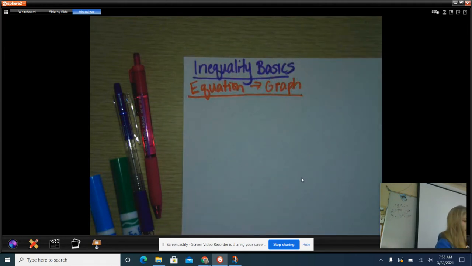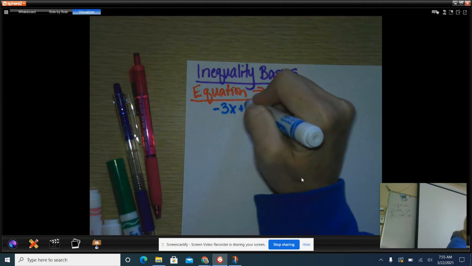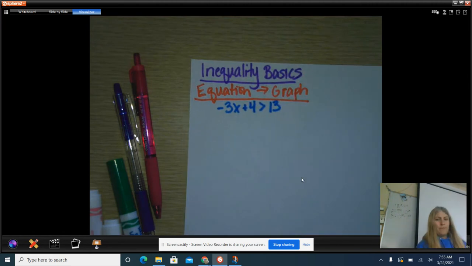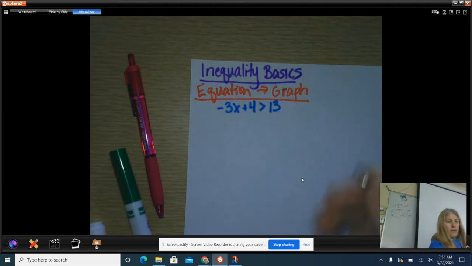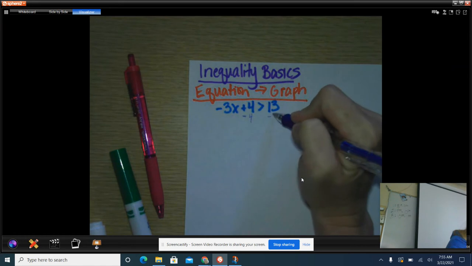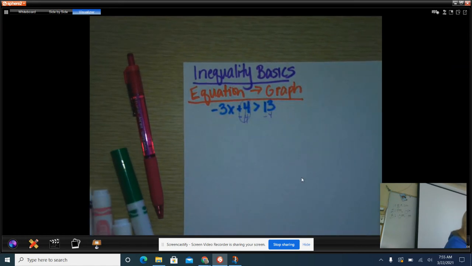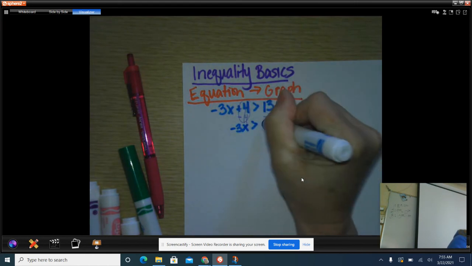Our first example is going to be negative 3x plus 4 is greater than 13. Now, for the majority of the times we're solving, we simply solve the same way that we would for an equality. So we're going to solve for x. We're going to start by doing the opposite of adding 4 to each side. And that gives us negative 3x is greater than 9.